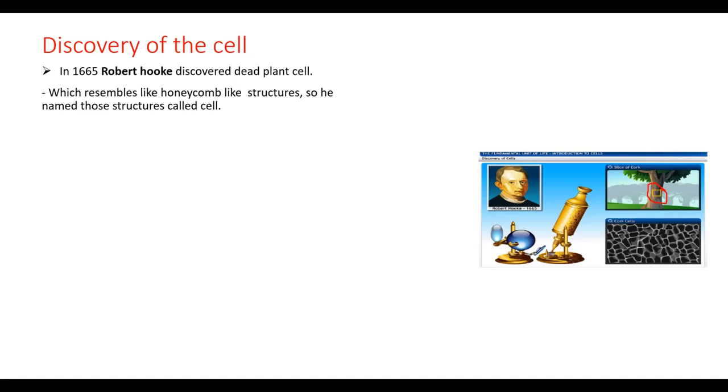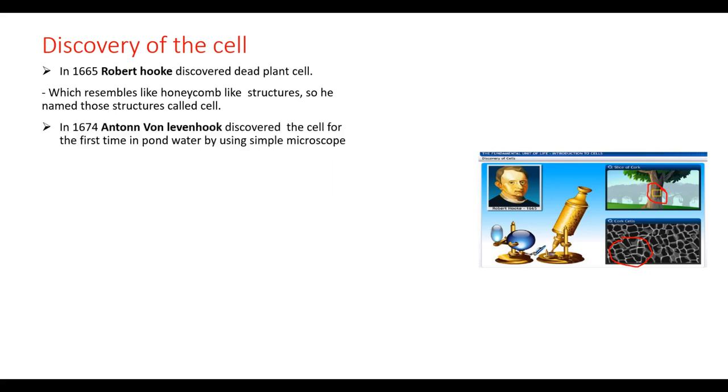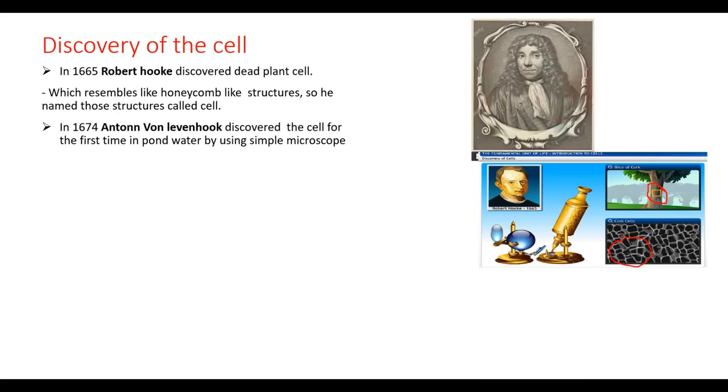See in the picture, here are the honeycomb-like structures. The red mark shows the honeycomb-like structures he found. So he named those structures cells. In 1674, Antony van Leeuwenhoek discovered the cell for the first time in pond water by using a simple microscope. In Latin, the term cell means a little room or empty spaces.